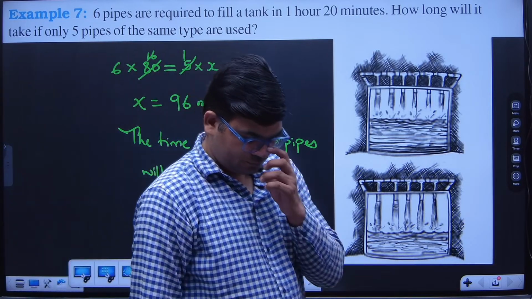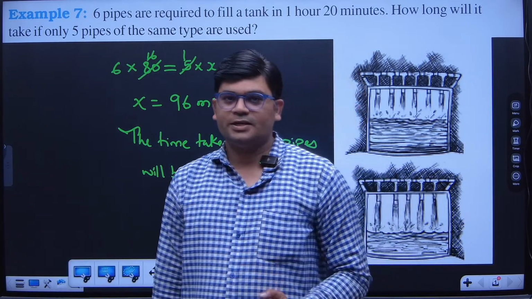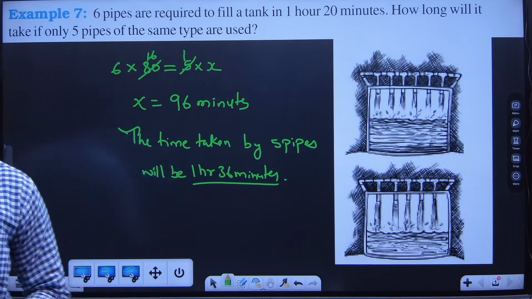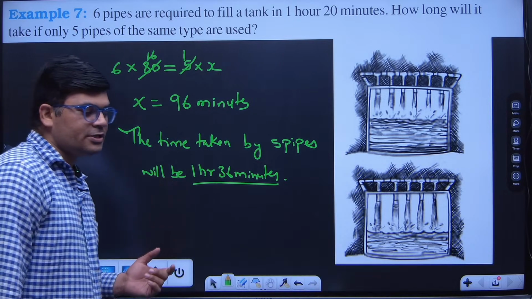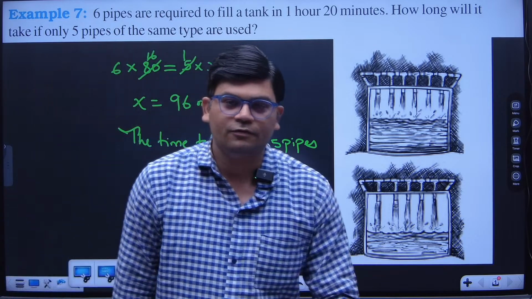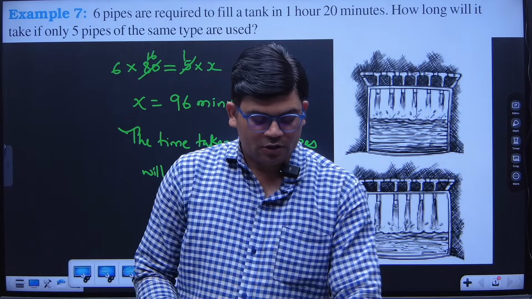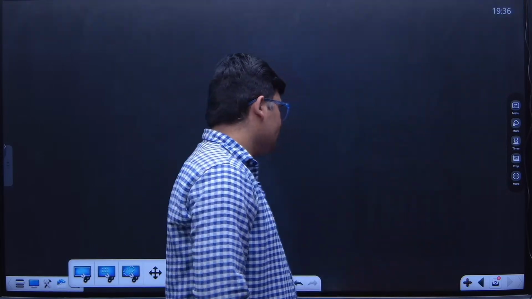Sir, is it 96? Yes, it is 96 minutes. So the time taken by the 5 pipes is 1 hour 36 minutes, or you can say 96 minutes. Wonderful, beta. Well done. Thank you, sir. So moving on to the next question.